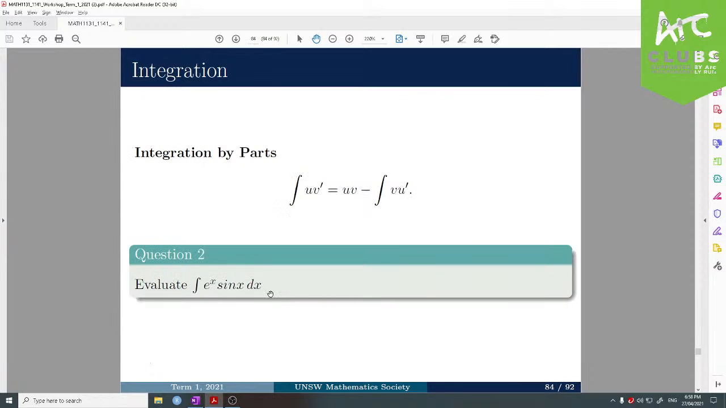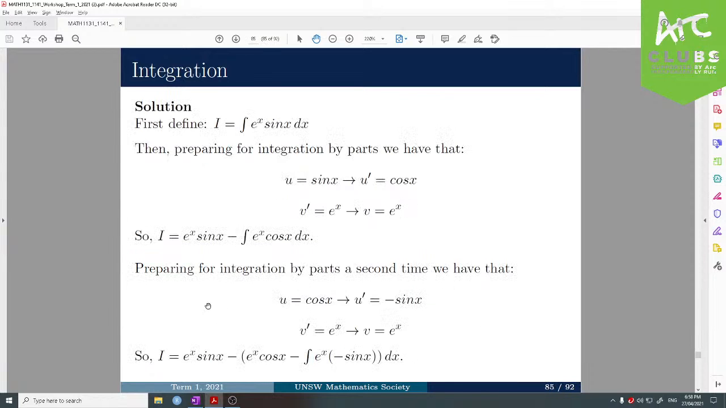So again, as a remark, not all questions will require you to do parts twice, and also not all questions will require you to first define the integral as I.